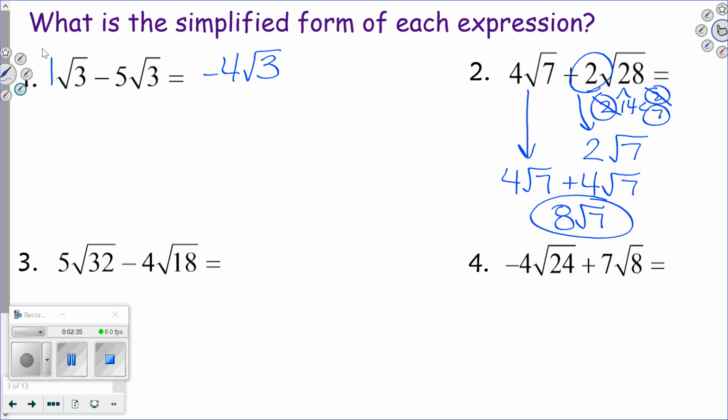So from the very start, that problem looked like they weren't like terms. I couldn't put them together, but once you simplified the one, they did become like terms that we could put together. All right, what about number 3?